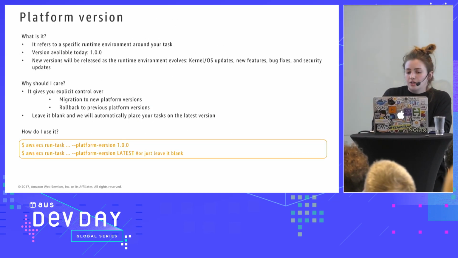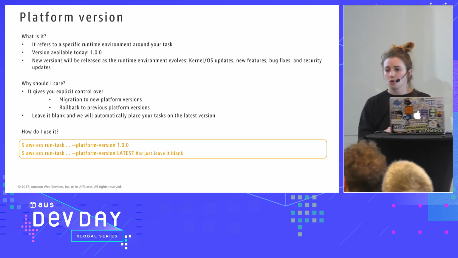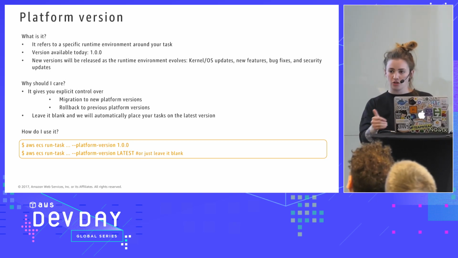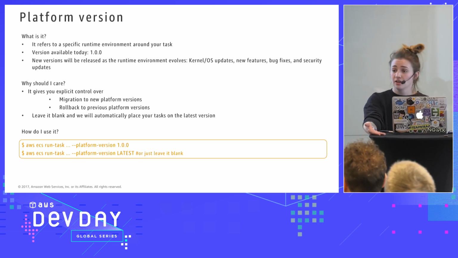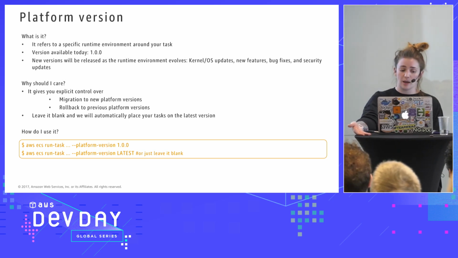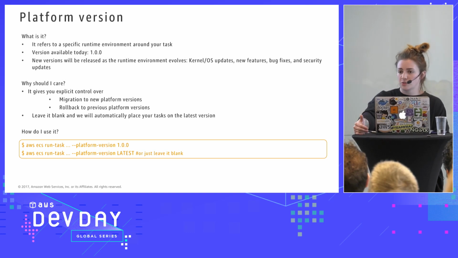Platform version is basically controlling the runtime that you're using around your task. So that's something that we will make new versions available to as things are updated. That would be like a kernel update, a bug fix, a security update. What this means though is explicit control.